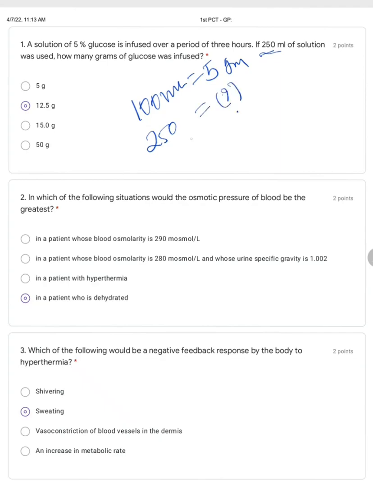So how much amount of the glucose is present in the 250 ml of the solution? So that comes to 250 into 5 upon 100. So that comes to 12.5 gram. That's why the answer is 12.5.